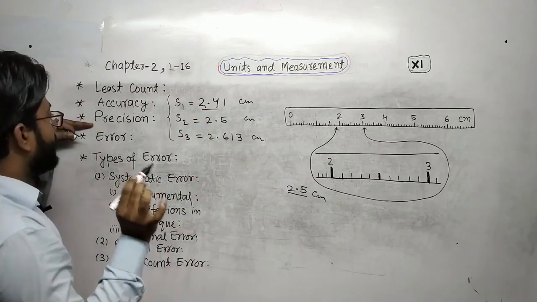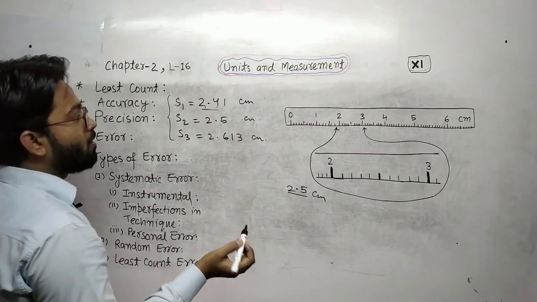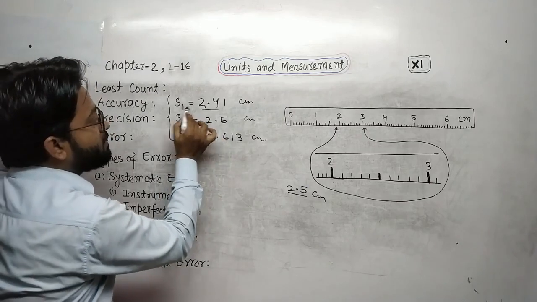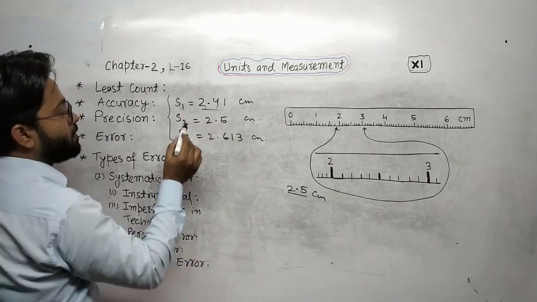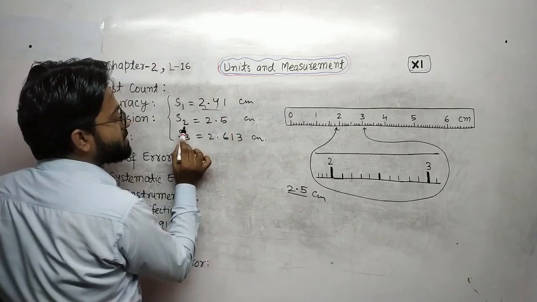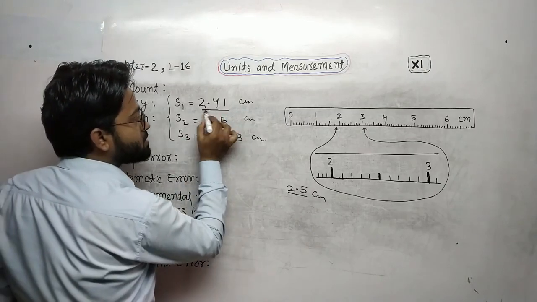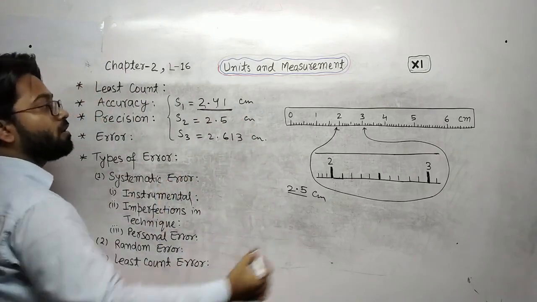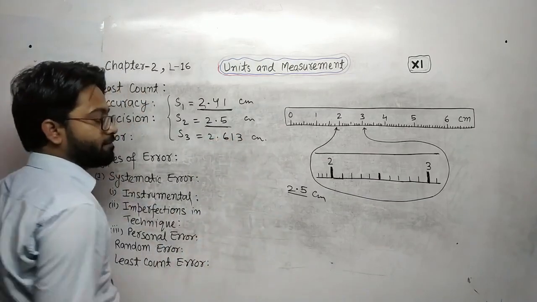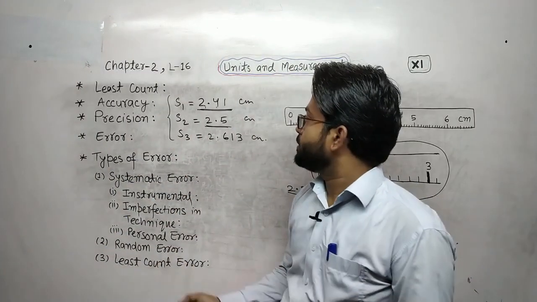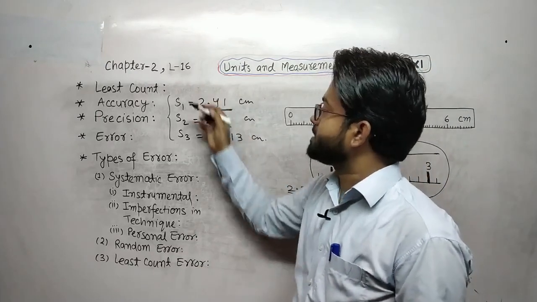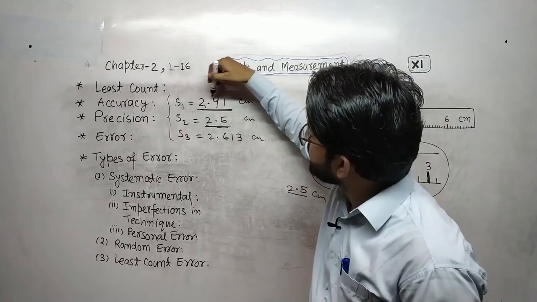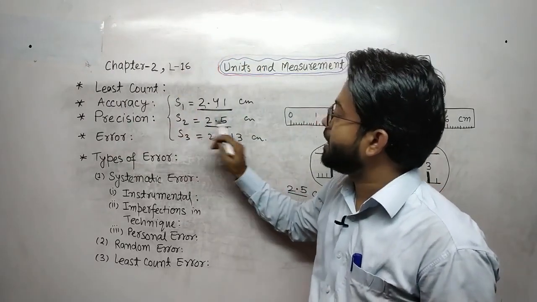Okay, if the number of limits or number of resolution is more, then the value is more precise. S1 is more precise than S2, because this measurement has more limits or more resolution than 2.5. In other words, you can say that this has more decimal places than this. That's why S1 is more precise than S2.